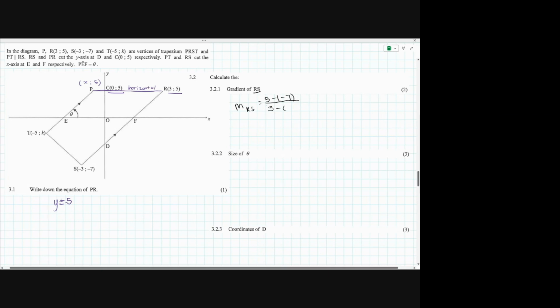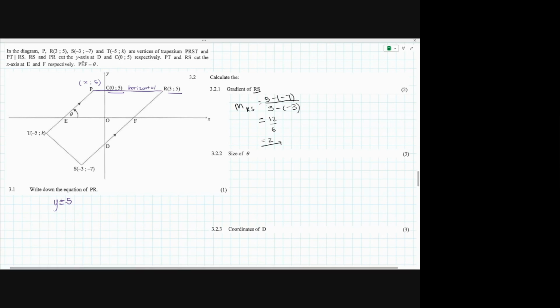3 minus -3. So I always like to subtract the negative just because it makes a positive sign. Like, it really makes no difference. It's completely up to you. We then have 5 plus 7 is 12 divided by 6, which gives us a gradient of 2. Nice and easy, no fuss, no muss, all done.